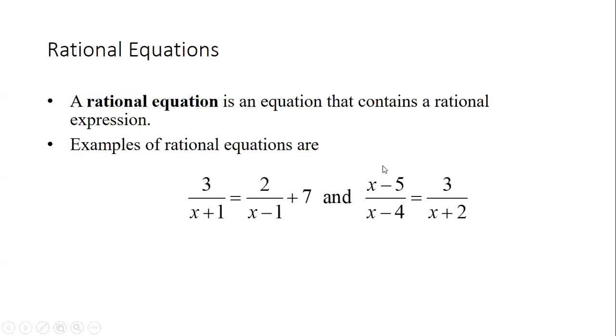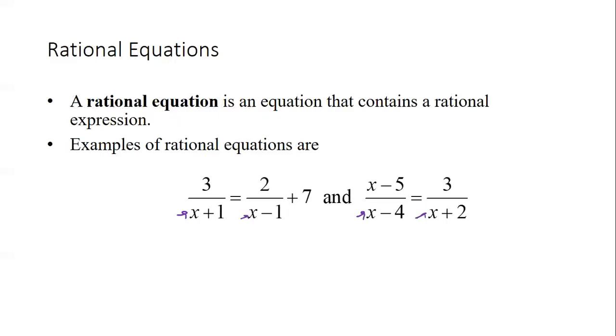When we solve rational equations, the reason they're called rational equations is because there is a variable in the denominator, okay? If you look right here, this is a rational equation. Why? Because there are variables in the denominator. That's what makes it a rational.